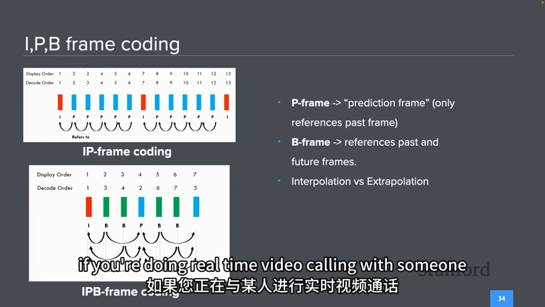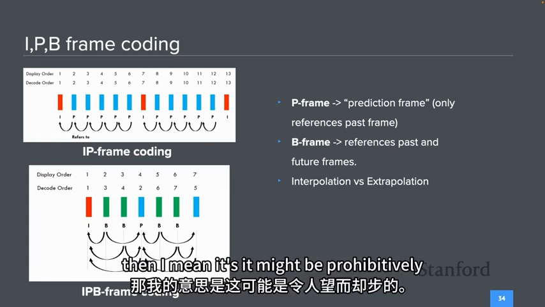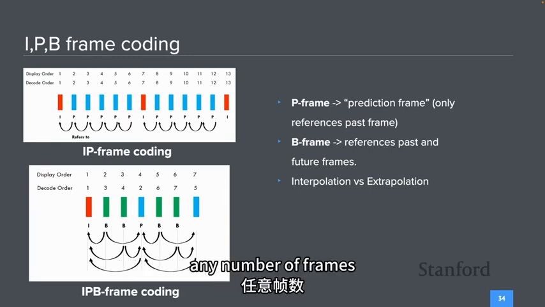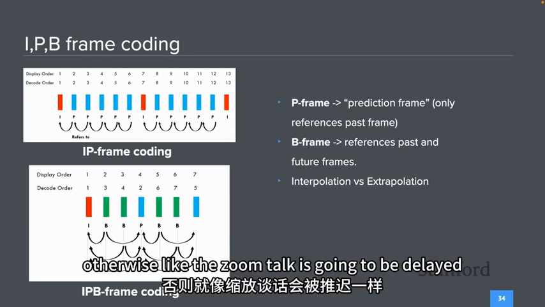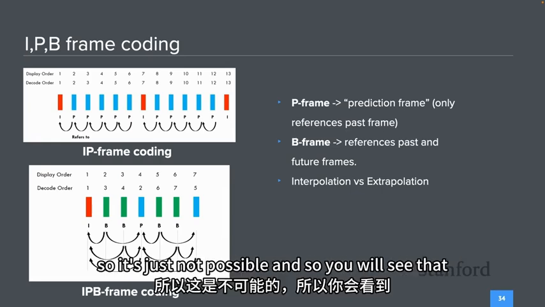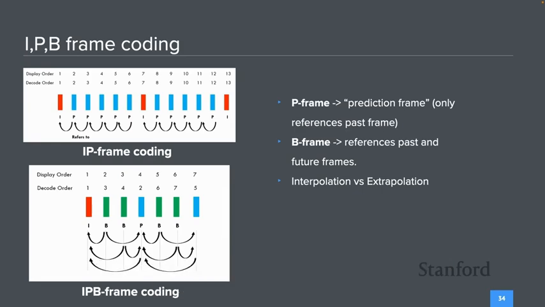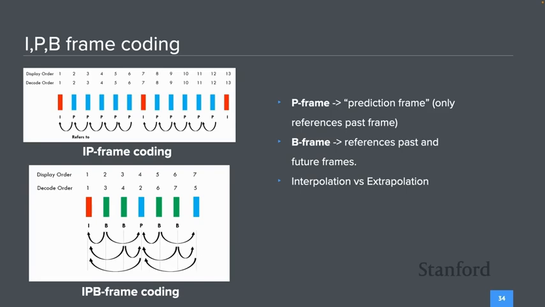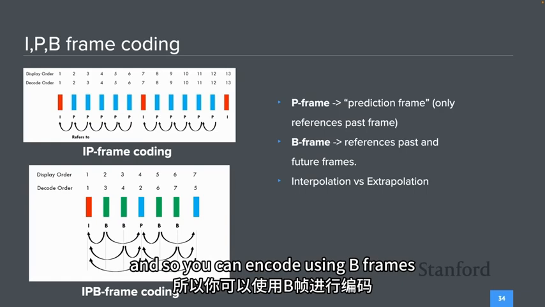For example, if you're doing real-time video calling with someone, then it might be prohibitive. First of all, you don't know what this future frame is. You can't just wait for n number of frames until someone talks and then encode. Otherwise, the Zoom call is going to be delayed. Everyone is going to receive delayed frames. So it's just not possible. And so you will see that Zoom, Google Meet, FaceTime, all of those use IPP style coding. At the same time, Netflix or any kind of video on demand uses B-frames because there it's fine. You already know the entire video, and so you can encode using B-frames.